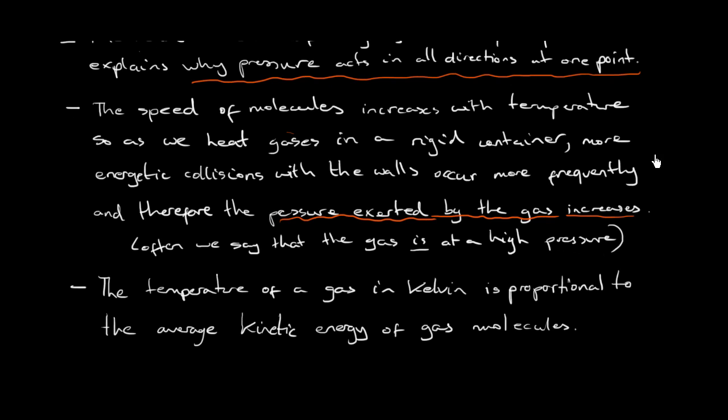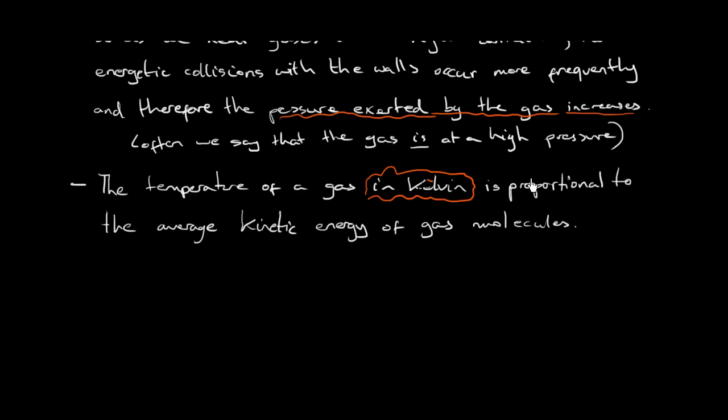And the last one is that the temperature of a gas in Kelvin, we just mentioned that, is proportional to the average kinetic energy of a gas of molecules. And this is the key here, that they were talking about Kelvin, because to say that it's proportional means that we're saying that when the temperature is 0 in Kelvin, right? If this is temperature and this is energy, or kinetic energy, right? We're talking about average kinetic energy.